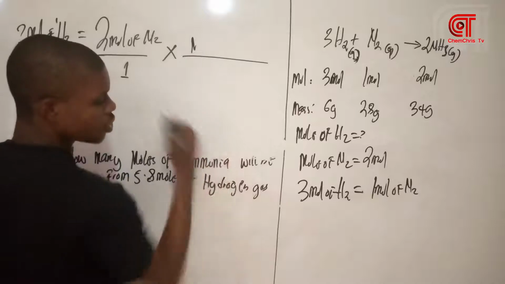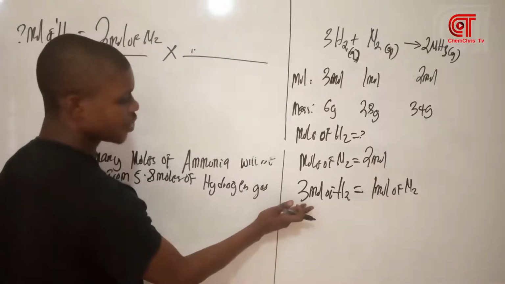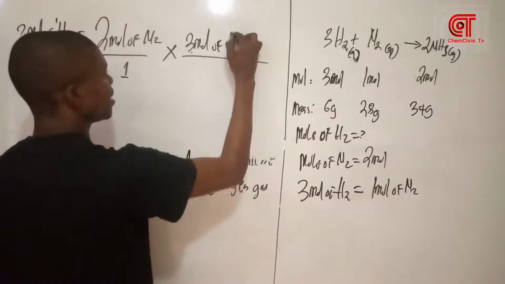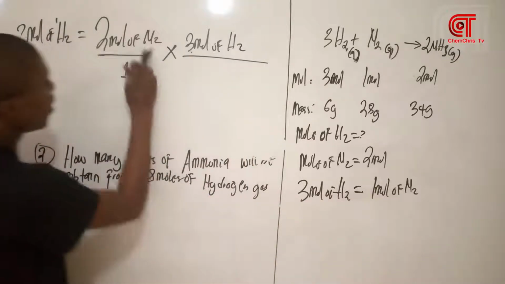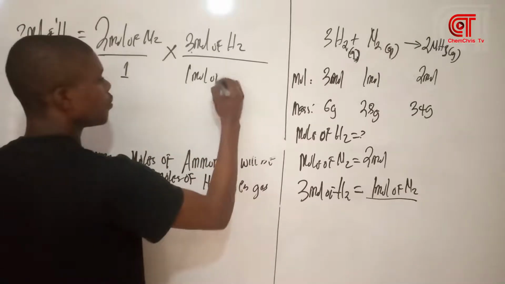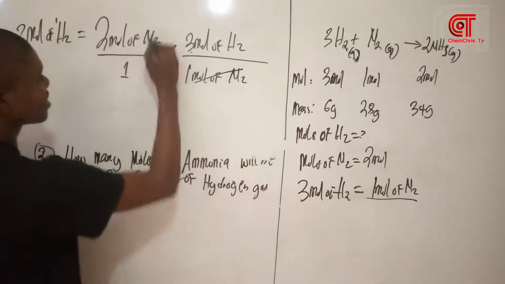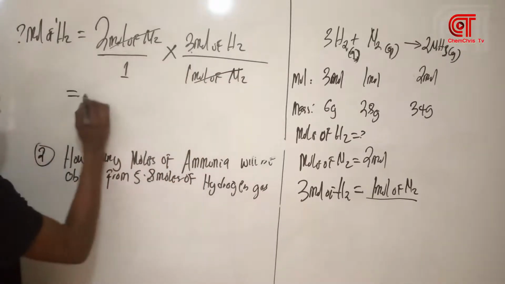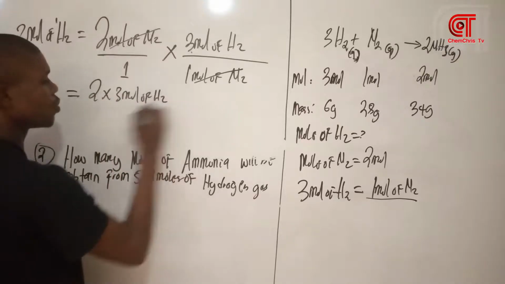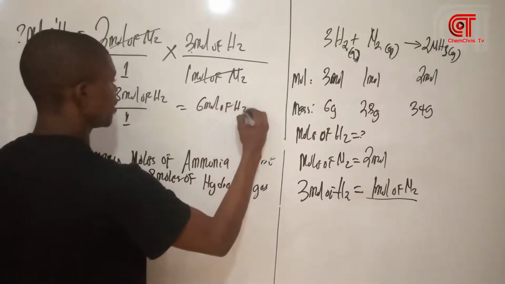So we have to go to the balanced chemical equation. For the balanced equation here we have 3 moles of H2, which is now going to be at the top, 3 moles of H2, right? Then remember this one is already at the top, so this one moves to the bottom. Here we have 1 mole of N2. If you look at it very well, this one and this one cancel out, right? So if you do the calculation, 2 times 3 moles of H2 all over 1, here I'm going to have 6 moles of H2.